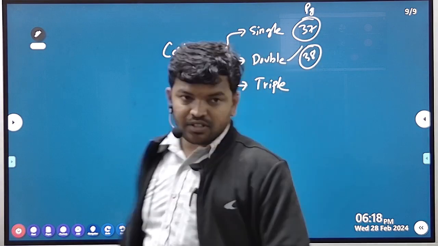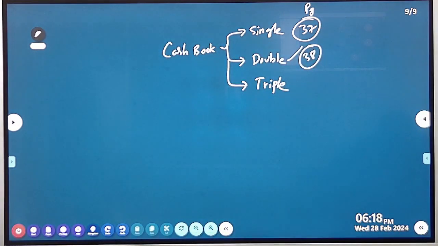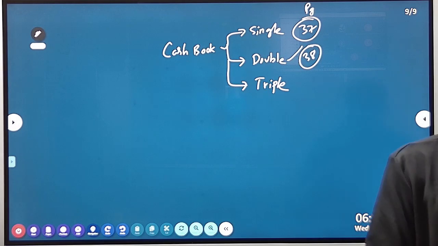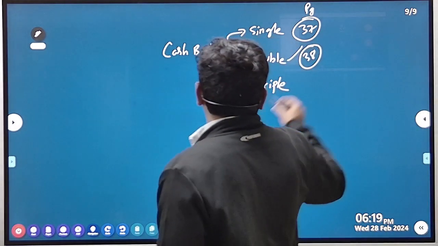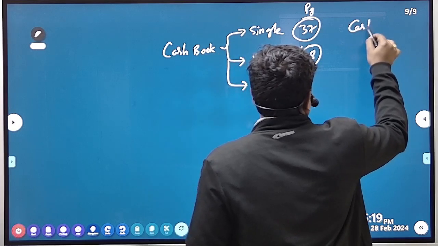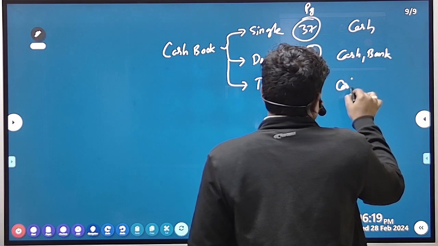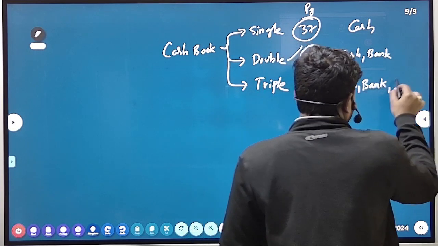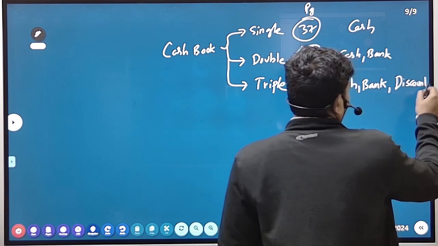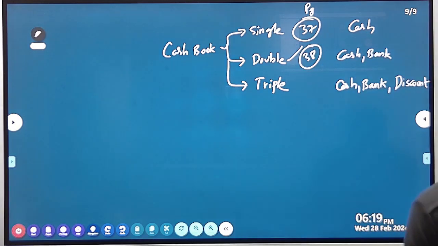Now come to triple column. Below that, cash, bank and discount. Here only cash, bank. Here cash, bank, discount also. Discount column. सर डेबिट साइड में जो डिस्काउंट है वो क्या है? डिस्काउंट अलाउड. क्रेडिट साइड में जो डिस्काउंट है वो डिस्काउंट रिसीव्ड. यस और नो? क्लियर?